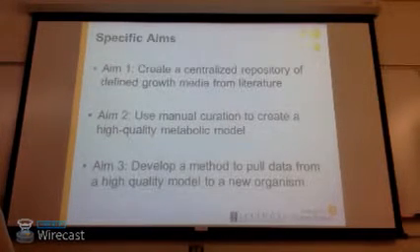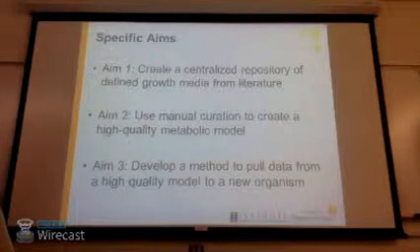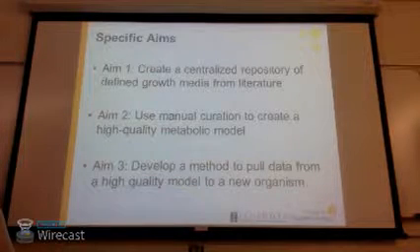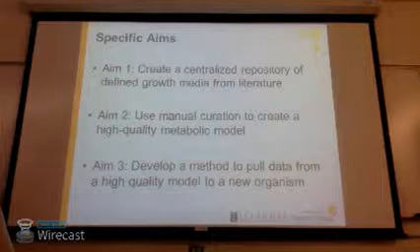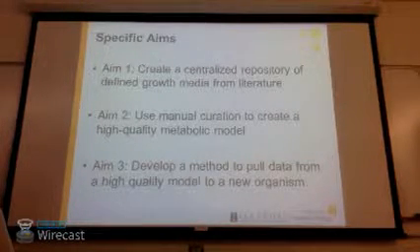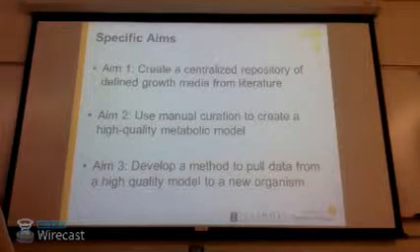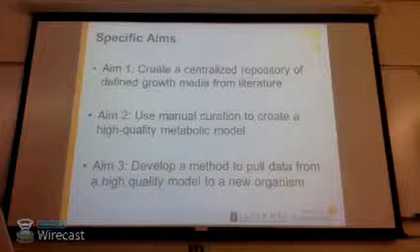And more specifically, I'm going to be starting by talking a little bit about defined growth media and my work there. And then I'm going to move back into the space of metabolic reconstruction specifically. First, talking about my work putting together a model of my own through manual curation, and then talking about a method that I've developed to take a manual model and propagate it to a new organism.